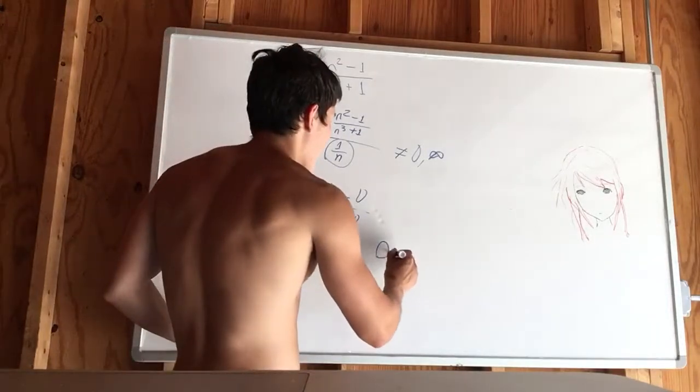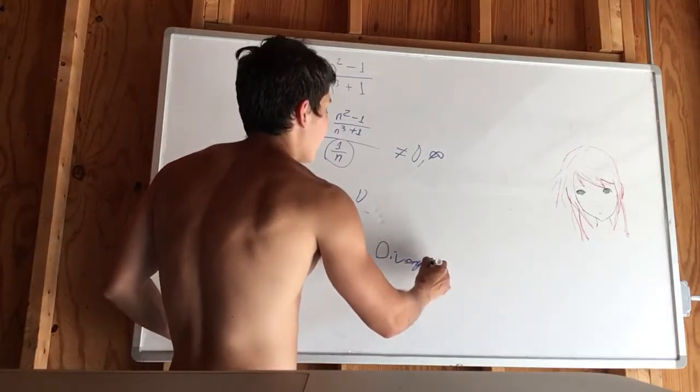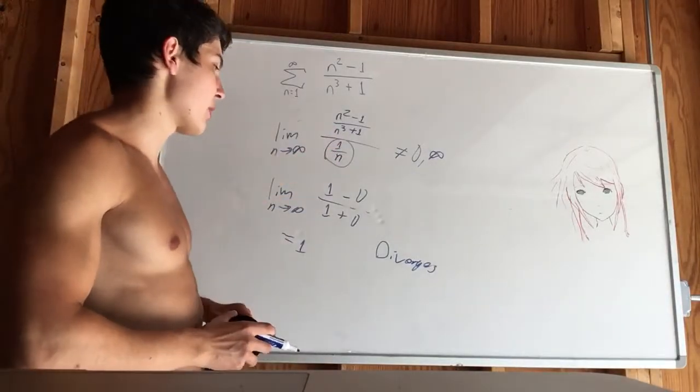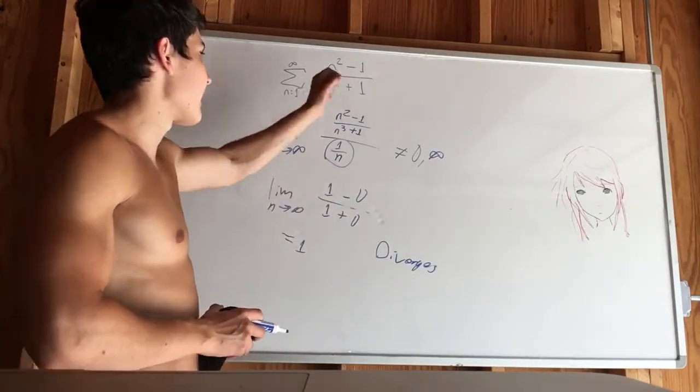That diverges because we know that the series with b sub n, to which we're comparing it, diverges. And since we got a number, this must also diverge.